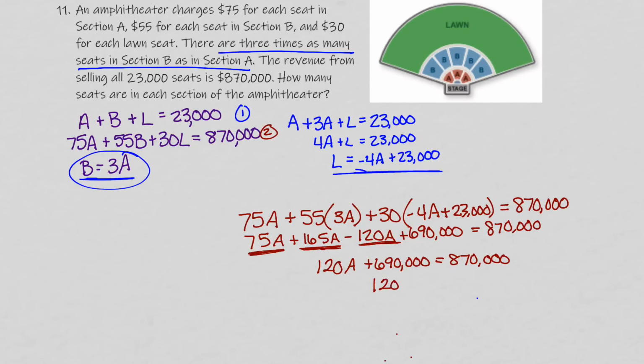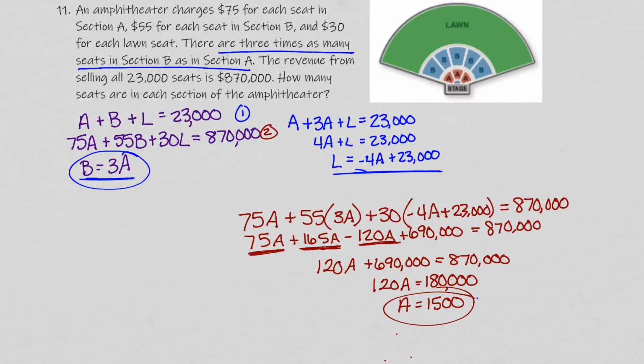So I need to subtract both sides by 690,000, and I get 180,000. And I'm then going to divide both sides by 120, and I get that A is 1,500. So the amphitheater has 1,500 seats in Section A.